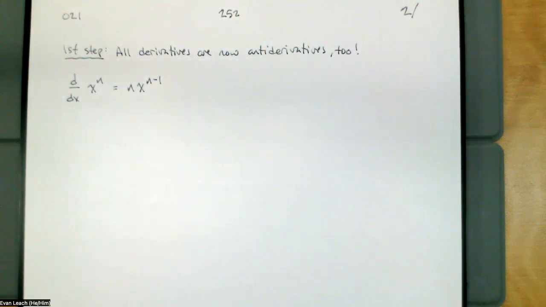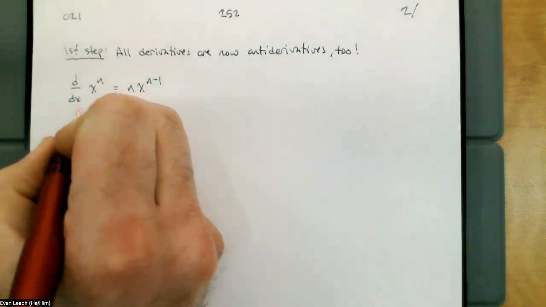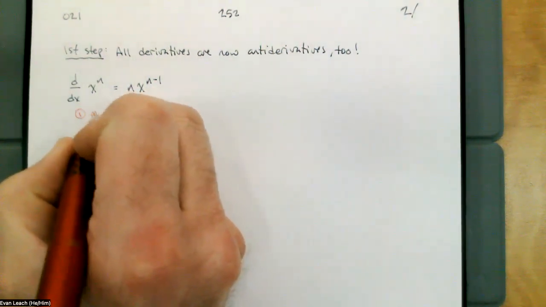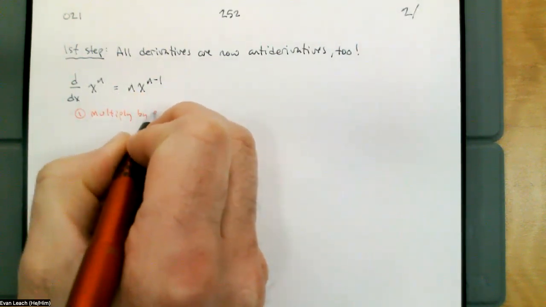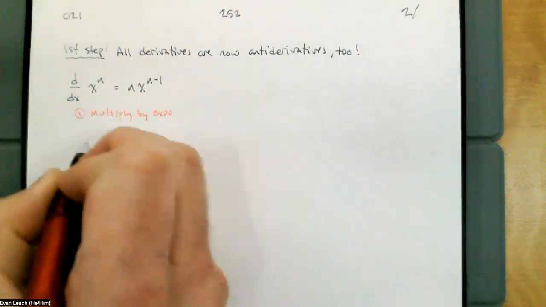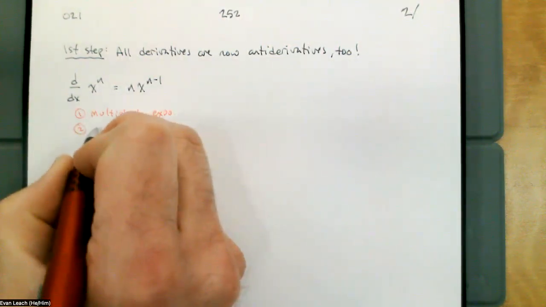The steps are multiply by the exponent, subtract 1 from the exponent. So there are distinct steps that we follow to find this derivative. Multiply by exponents. And then subtract 1 from exponents.